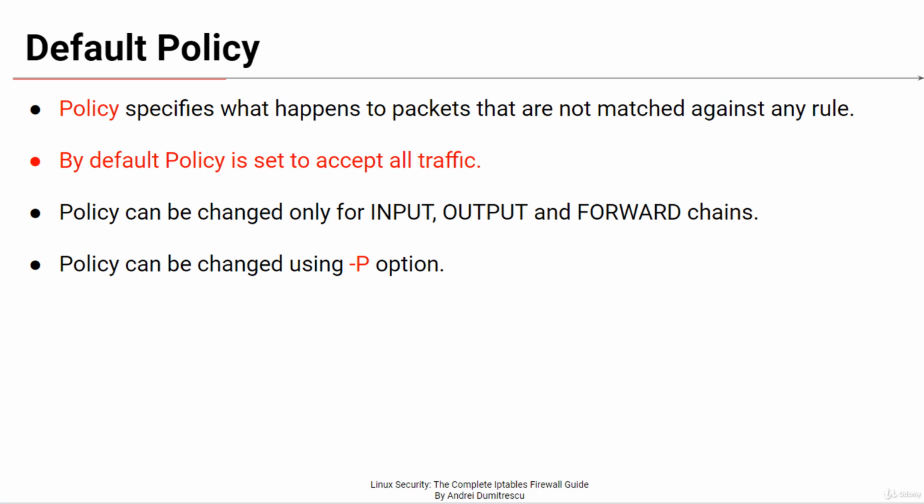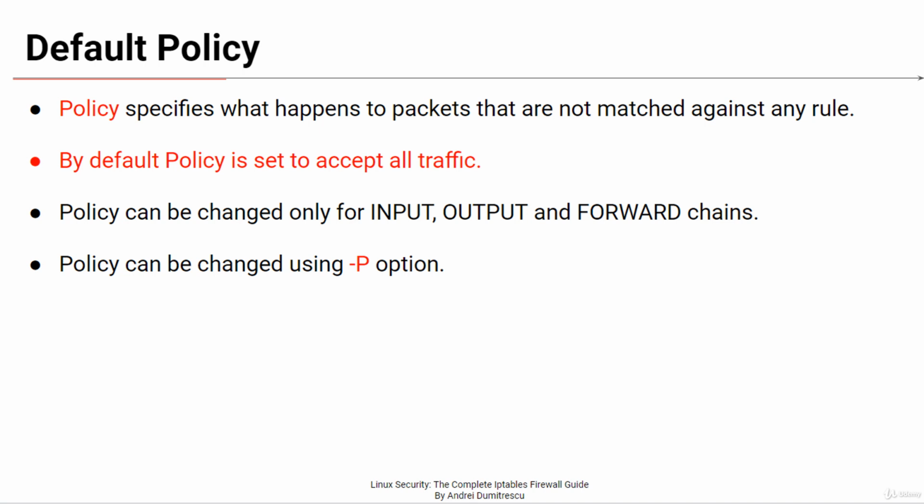Welcome back. This lecture will be about policy. Traffic filtering is done in the filter table of the input chain for incoming traffic, of the output chain for outgoing traffic, and of the forward chain for routed traffic.